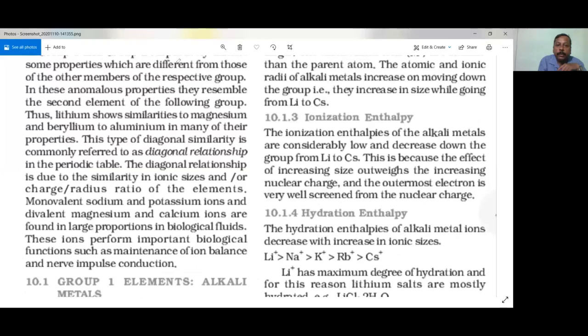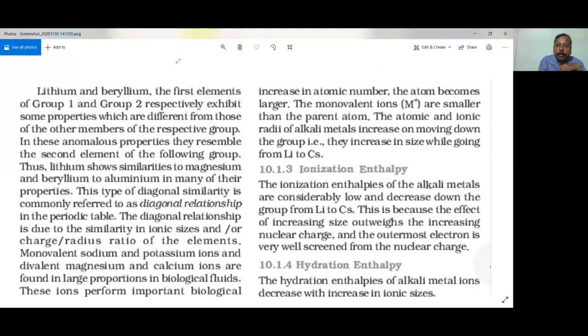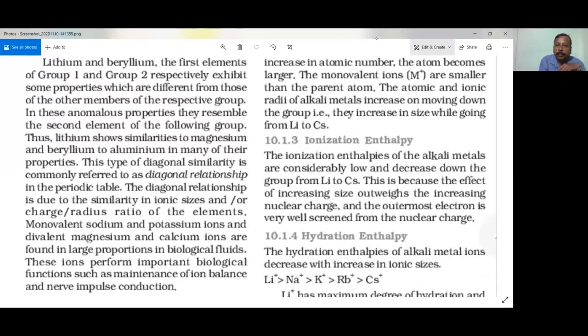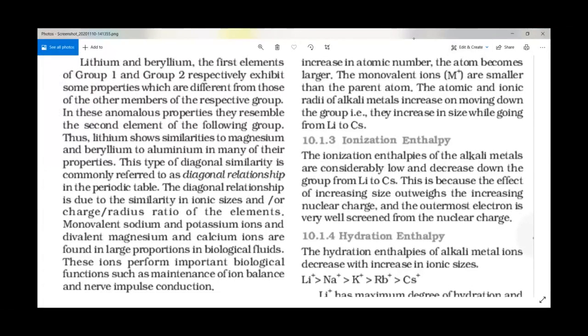Next point is: increase in atomic number, atom becomes larger. That means down the group only. See, this is the problem with NCERT. You can simply say down the group, as other books do, but here it says increase in atomic number, that means down the group, atom becomes larger. So, monovalent ions are smaller than the parent atom.